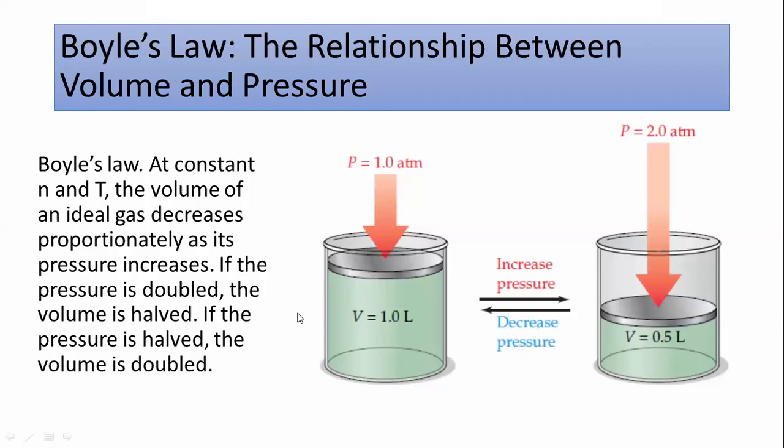So in either case, from left to right or from right to left, there is an inverse relationship between the pressure and the volume, and there is a constant relationship. It should not be 0.4 or 0.6, it is 0.5. That means when the pressure is doubled, the volume becomes half, and when the pressure becomes half, the volume is double. So this is the explanation of Boyle's law.